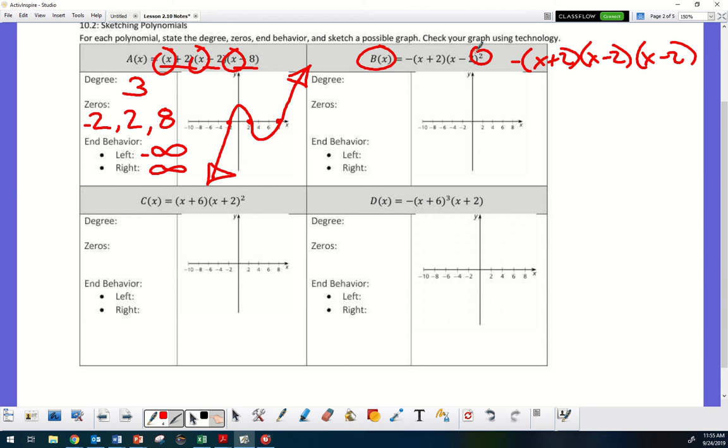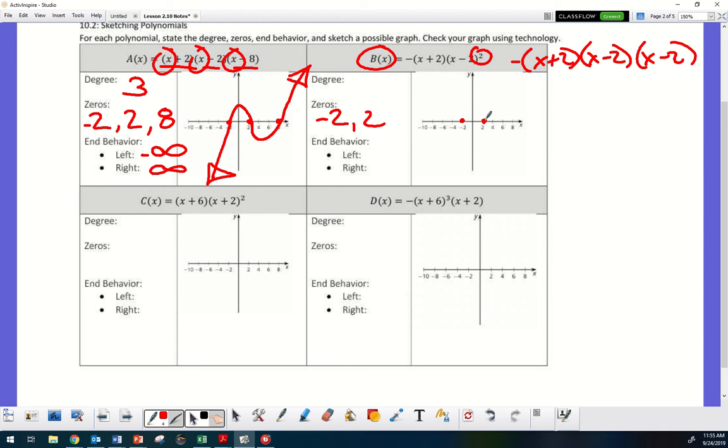So, 1, 2, 3. X cubed. Yes, you got overlapping on there, but you have to see which one overlaps. So let's take a look now. So my zeros are going to be at negative 2 and 2. So I'm going to put those points, negative 2 and 2.